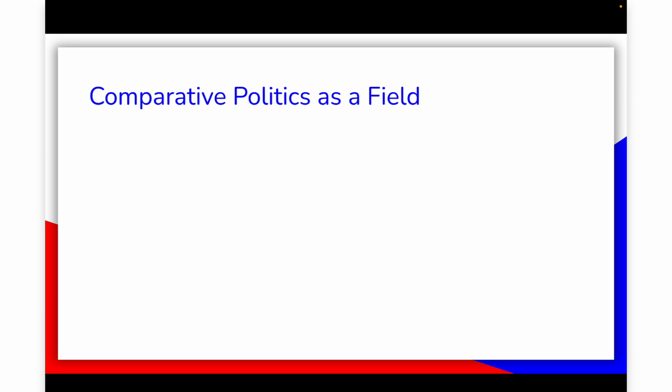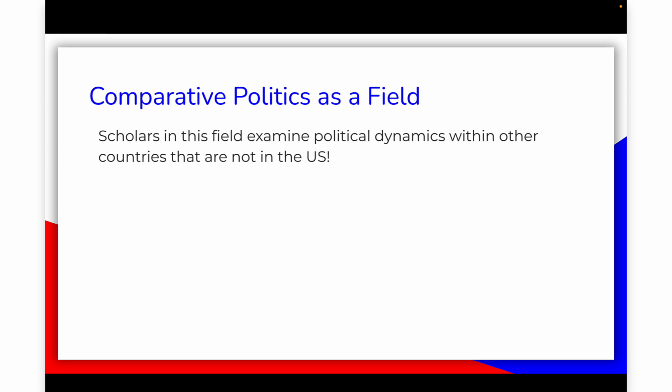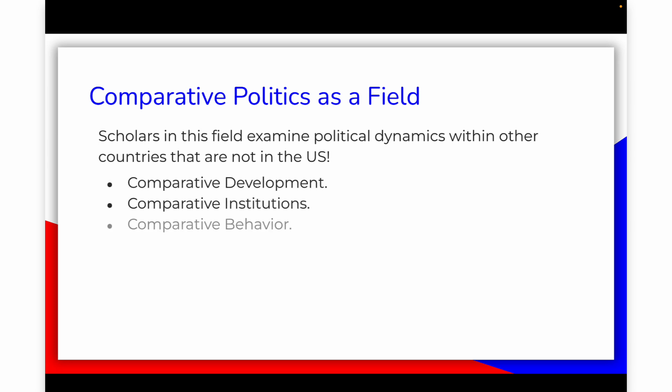Okay, now the final field that we're going to talk about is comparative politics. This is typically political dynamics within other countries that are not the US. That can be comparative development, comparative institutions, and comparative behavior. Right now, no one at the University of Idaho's Department of Politics and Philosophy does comparative politics, but I do want you to know it exists. If you choose a topic on it, we were all trained on it in grad school and are happy to help you. It's just not what our current research agenda is on.